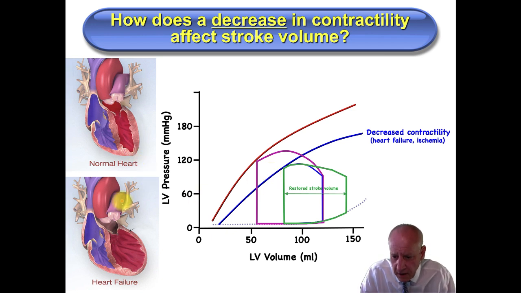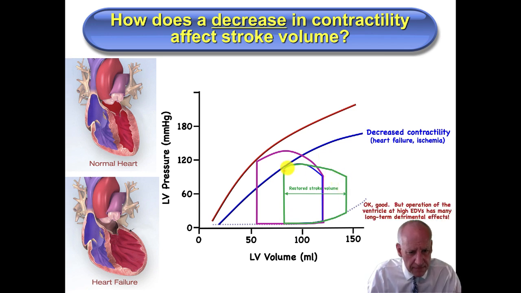Here is a normal heart, and here is a heart in early failure. Notice that the heart is dilated. This is in part due to the heart's requirement to operate at higher filling volumes. And by doing so, it takes advantage of the Frank-Starling length-tension relationship. The operation of the ventricle at high filling volumes is an initial beneficial adaptive response that helps restore stroke volume in a failing heart. However, continued operation of the failing heart at high volumes, high distension, high EDVs, has many long-term detrimental effects. So don't worry if this is all a bit confusing to you right now. We're going to cover congestive heart failure in much greater detail in a later lecture.